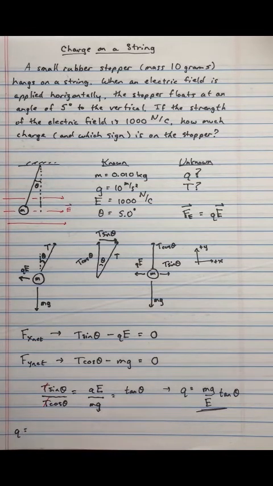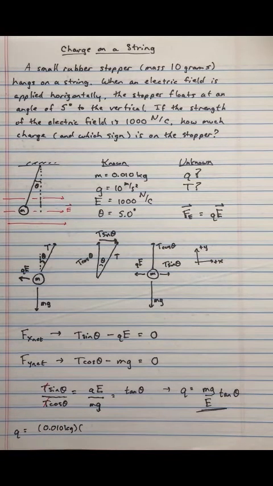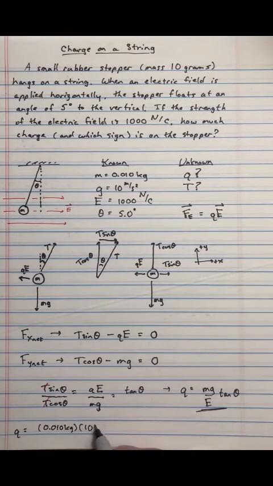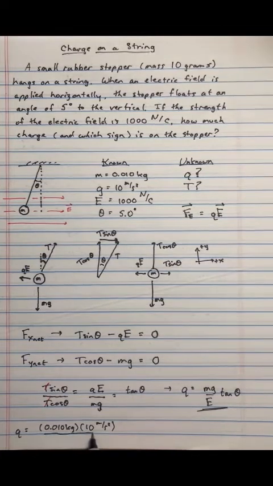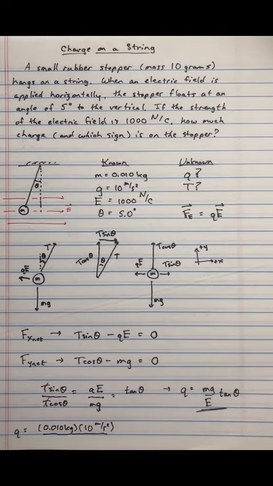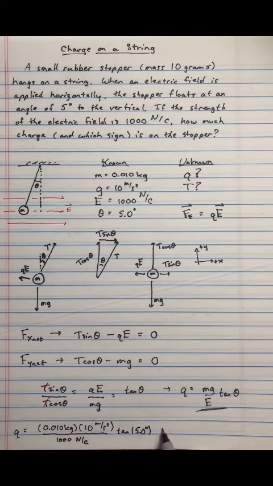So m is the mass of 10 grams or 0.010 kilograms, like that. As we often do in these series, we're going to round off g to 10 meters per second squared. Again, this is more of a demonstration type of problem than anything else. We've decided that the electric field has a strength of 1,000 newtons per coulomb, like that. And then it's tangent of 5 degrees here, all right?